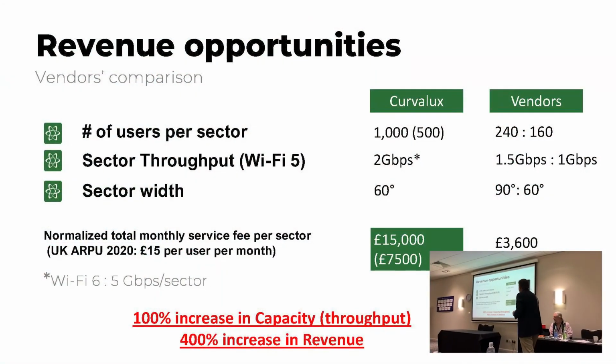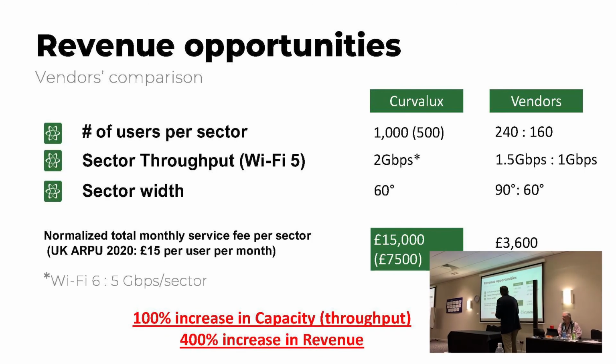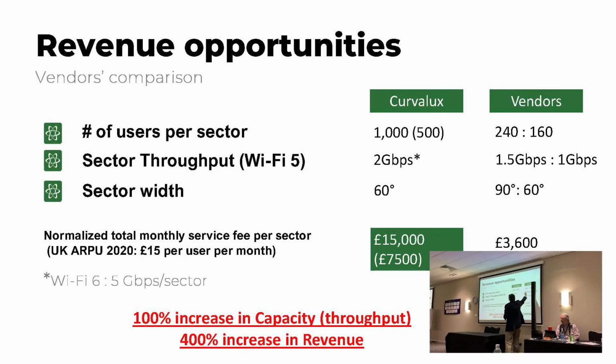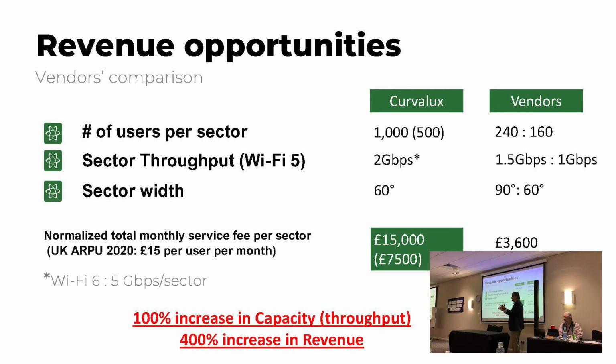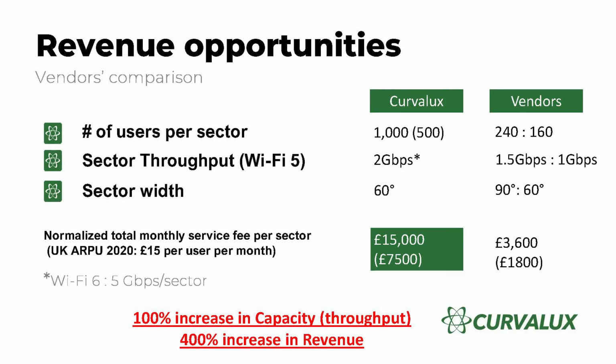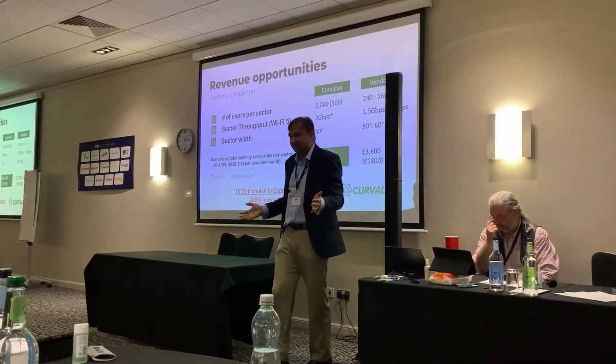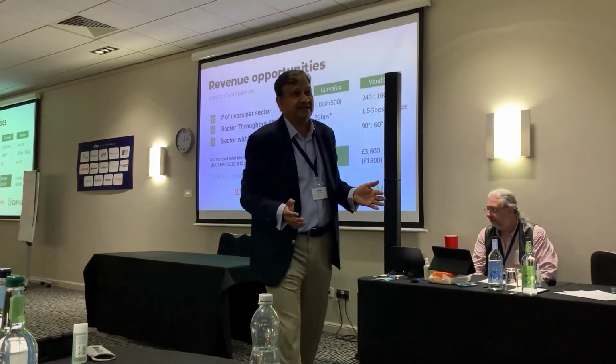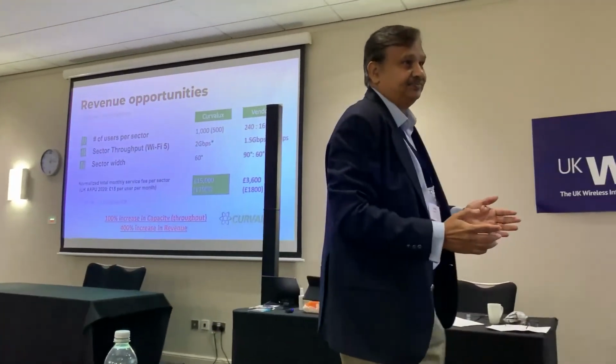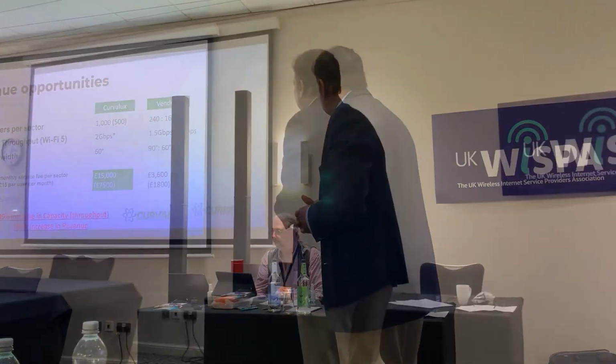This is a case study which has been done, showing a Curvalux and a typical system. Within a Curvalux 60-degree sector, you can have about 1,000 to 1,500 users, whereas others are claiming about a 90-degree sector with about 250 users, which means 2 gigabit per second against 1 gigabit per second. So in other words, just moving from a single beam to multi-beam, you can achieve a 100% increase in capacity. And definitely, depending upon your tariffs, you will have more revenue.